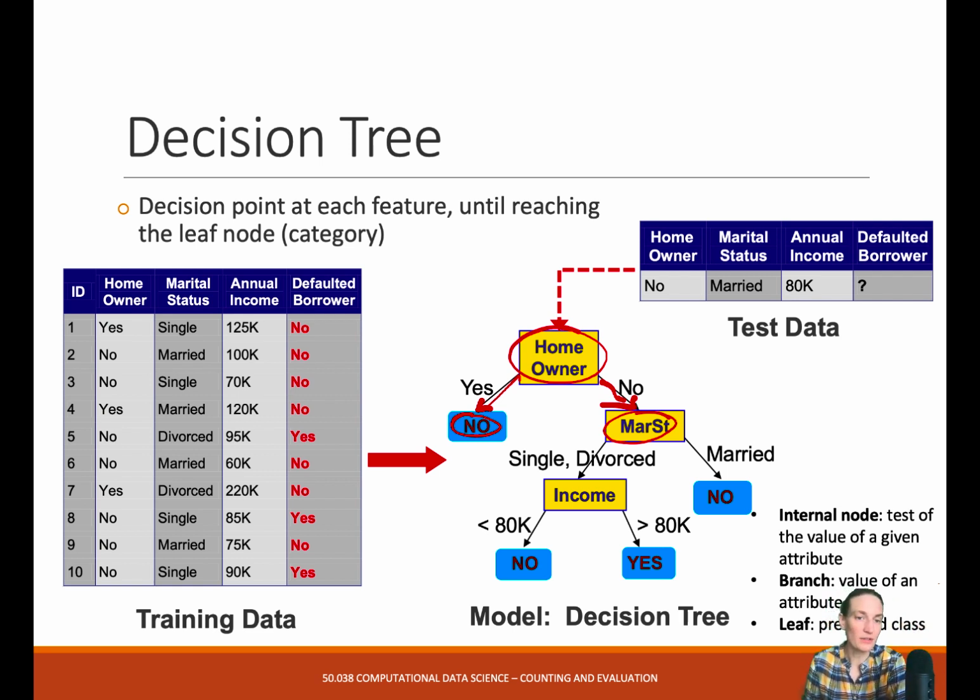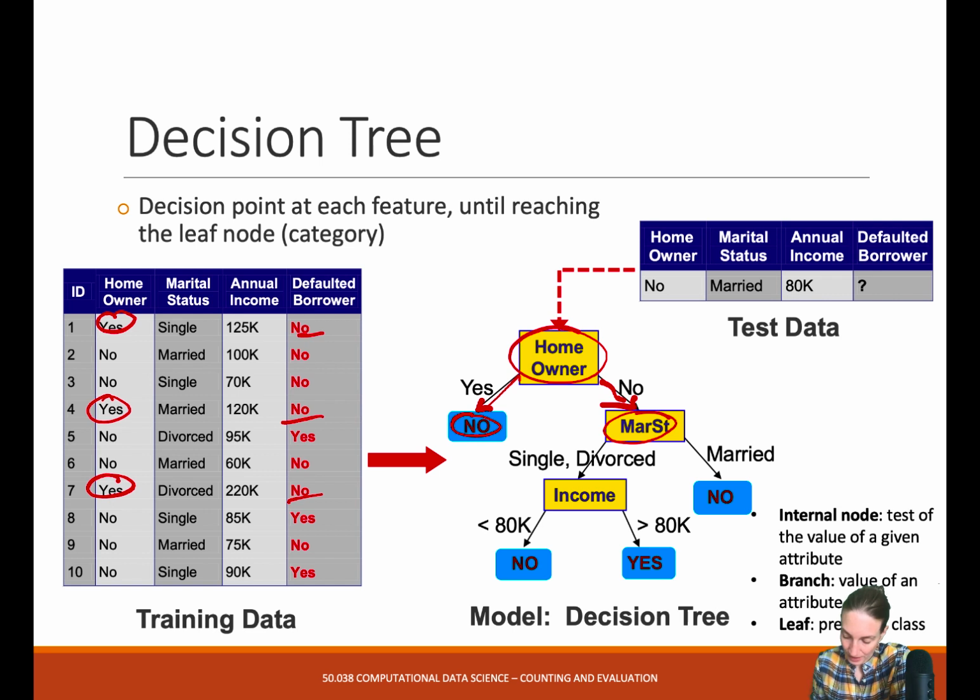We're training a model that can predict if someone is a defaulted borrower, yes or no. If someone is a homeowner, then the model predicts they won't be a defaulted borrower. Let's have a look at our training data. Their homeowner is yes, indeed. Yes, indeed. Yes, correct. So, the decision tree here found a rule that is correct for a part of our data.